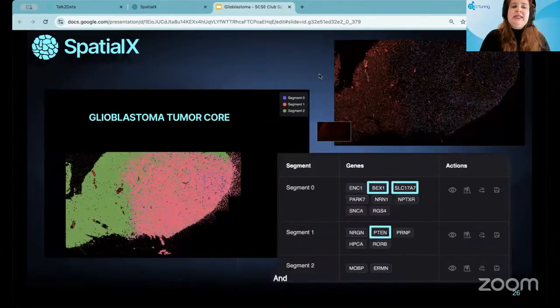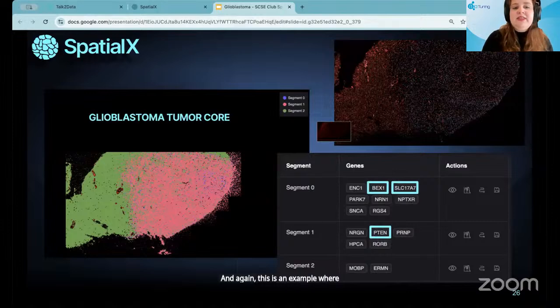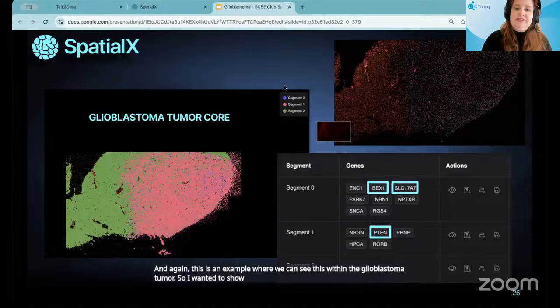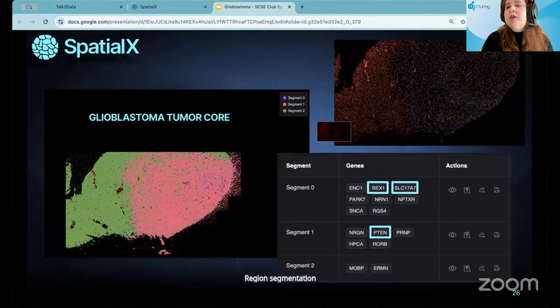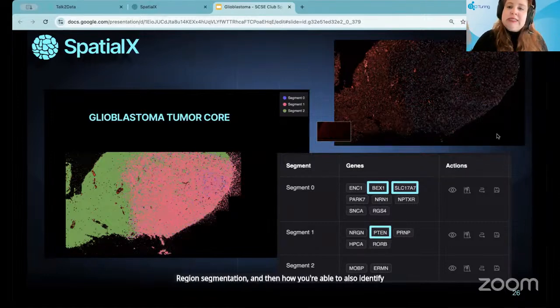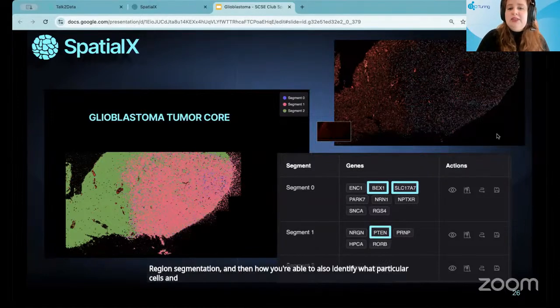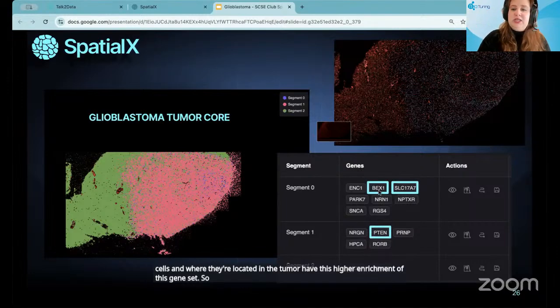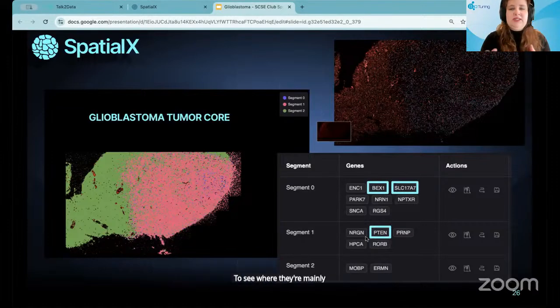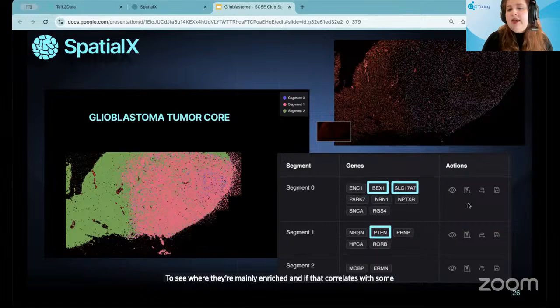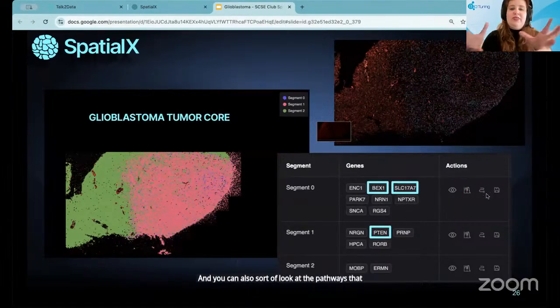And this is an example where we can see this within the glioblastoma tumor. I wanted to show how you're able to see the different segments after running region segmentation, and then how you're able to identify which particular cells, and where they're located in the tumor, have higher enrichment of this gene set. So you can go through each particular target to see where they're mainly enriched, and whether that correlates with some cell proportions that you also have. You can also look at the pathways that are enriched within that segment.